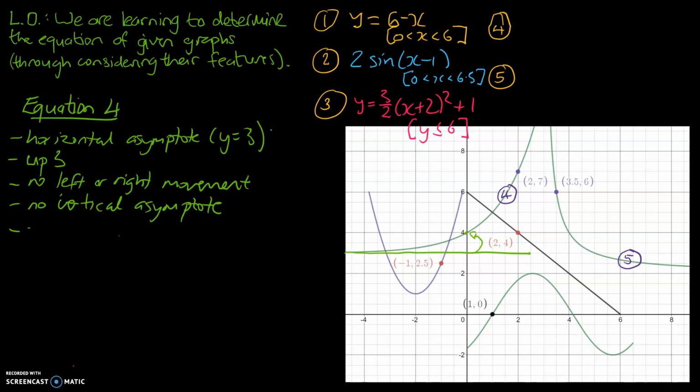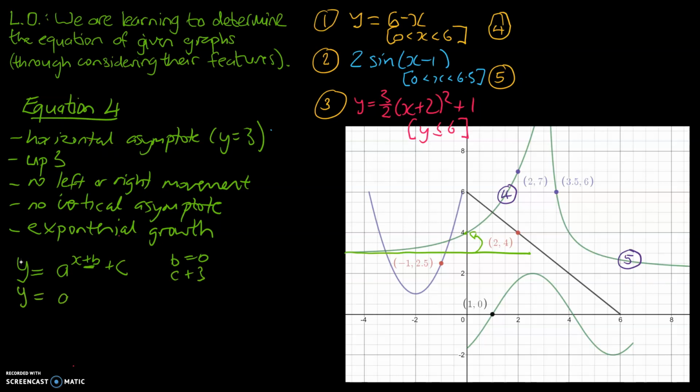And finally, based on that, it does look like there is exponential growth. And that tells us it probably is going to be an exponential model. So I'm writing down the exponential model equation. As we said, there's been no left or right movement. That means b is going to be equal to 0. It has been moved up 3. So that means c is likely to be 3. So we're going to go y equals a to the power of (x plus 0) plus 3.